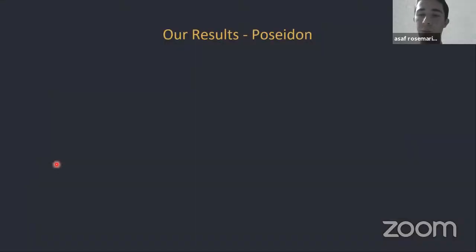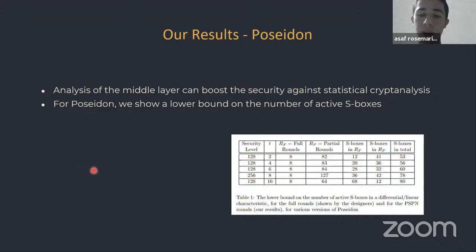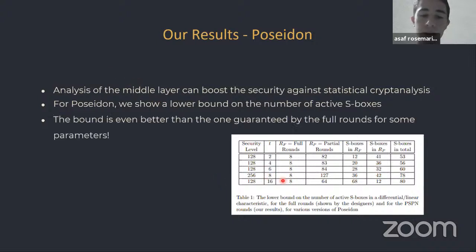So let's dive into the results. For Poseidon, we show how the middle layer can also be used to boost the security against statistical attacks. In the figure, you can see t is the number of blocks. There are many options for t. And S-boxes in RF is the number of active S-boxes provided by the authors of Hades for the full rounds. And this column is the number we proved to be a lower bound in the middle rounds. For example, if you look at t equals 6, then there are 28 active S-boxes provided for the full rounds, and we prove there are at least 32 active S-boxes provided in the partial rounds, which boosts the security from 28 active S-boxes to 60 active S-boxes.